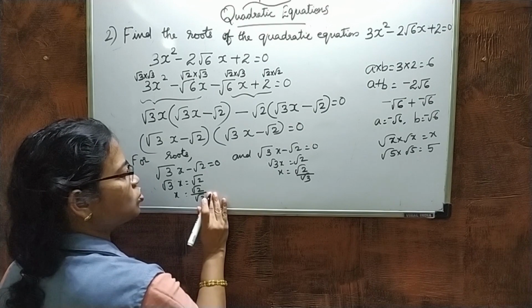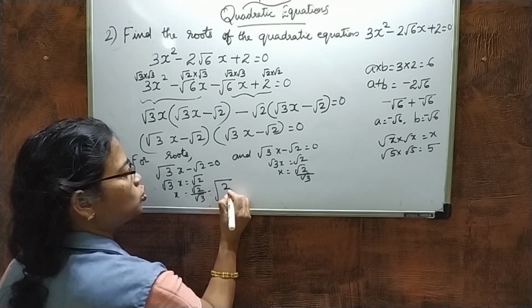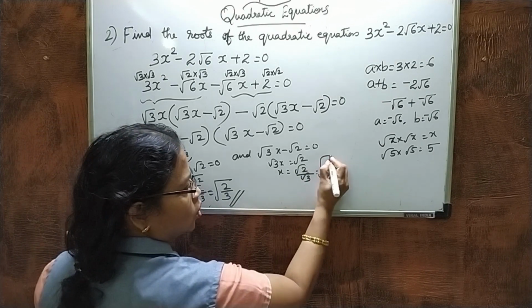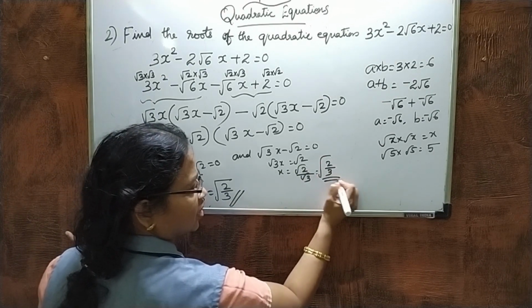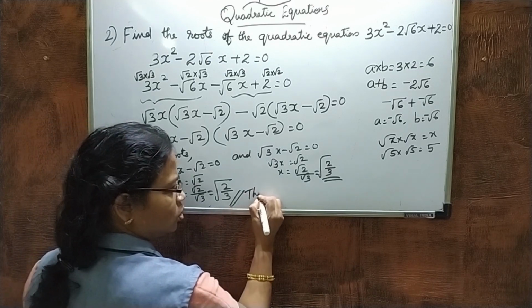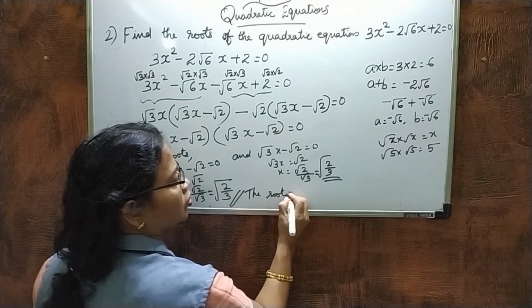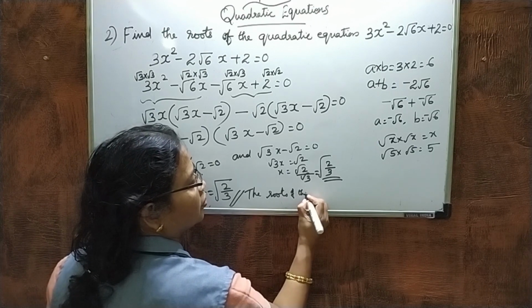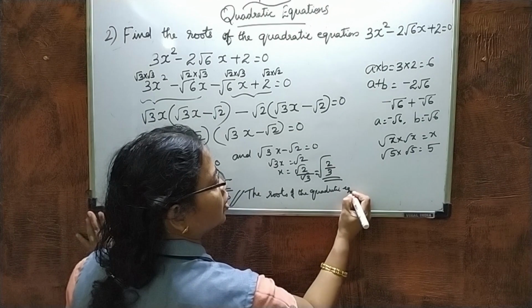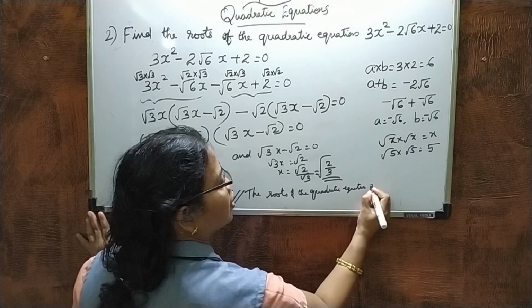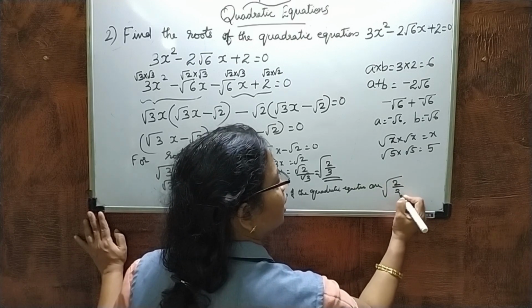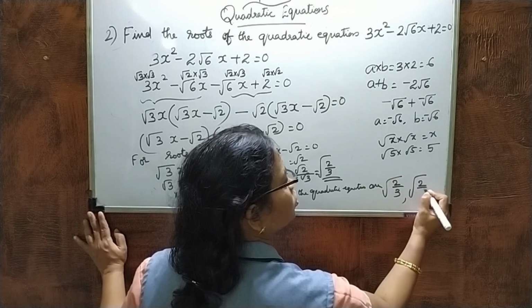This can be written as what? Root of 2 by 3 you can write. Here also root of 2 by 3 you can write. So at the end, what can you write? The roots of the quadratic equation are root of 2 by 3, comma, root of 2 by 3.